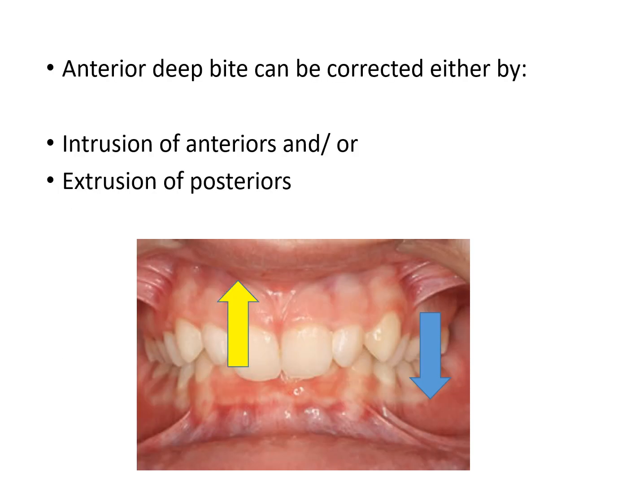When you have a deep bite like this, how do you think you can correct it? Take a moment, try to understand the situation over here and come up with what you all know already. I'm sure most of you know how to do it. Either you can intrude your anteriors or extrude your posteriors. If you are doing an intrusion of your anteriors, then these anteriors are going to go up, right? That's how you can correct a deep bite.